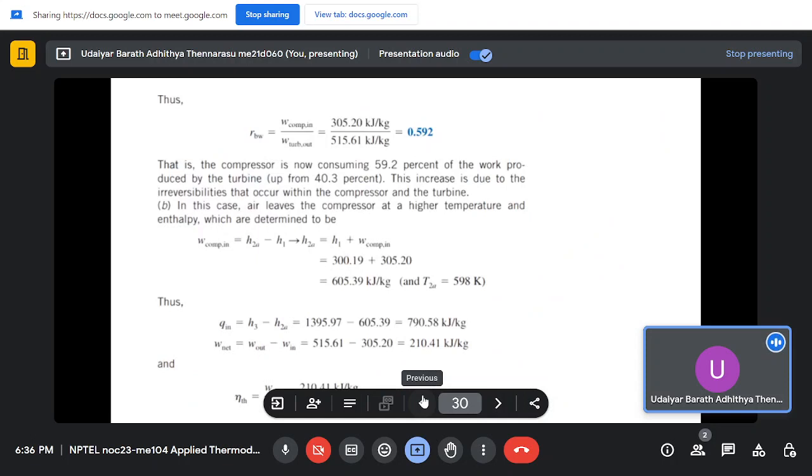So now the change in back work ratio is 305.2 divided by 515.61. So your back work ratio is 59.2%, which is pretty large. More than half of the work is taken by the compressor. Previously it was just 40.3%. Now it has increased to 59.2%. So this increase is because of the irreversibility occurring in the compressor and turbine.